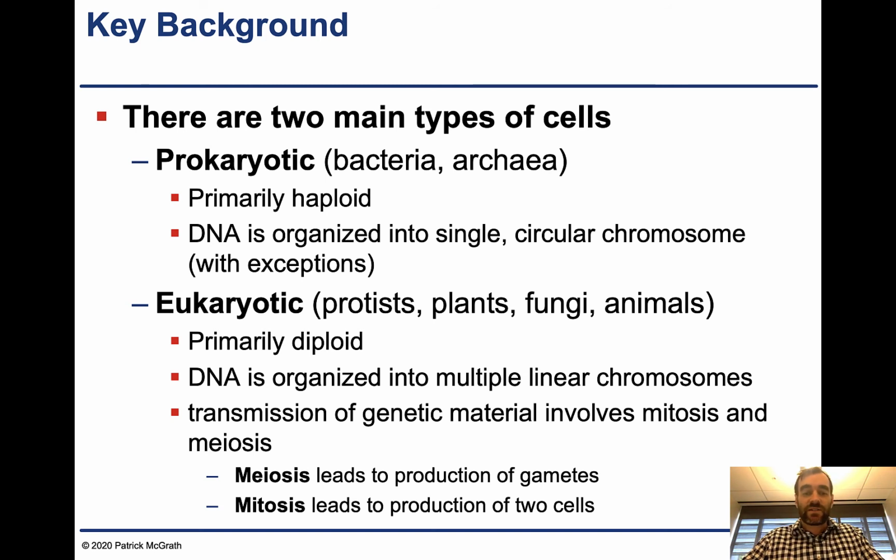Meiosis is the process that leads to the production of gametes. For two animals to have an offspring, you need a fusion of both a sperm and an egg cell, and each of those are haploid cells produced by an organism. Mitosis is involved in the production of two cells, and that's because most eukaryotic organisms are multicellular, so the goal of mitosis is to produce exact copies of DNA within all of the cells that make up an organism.